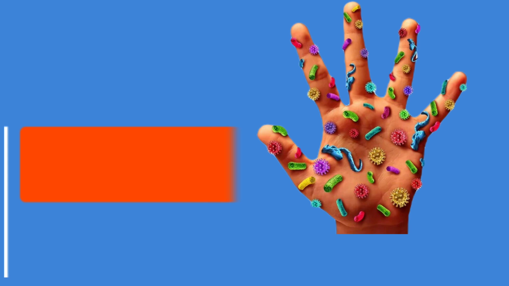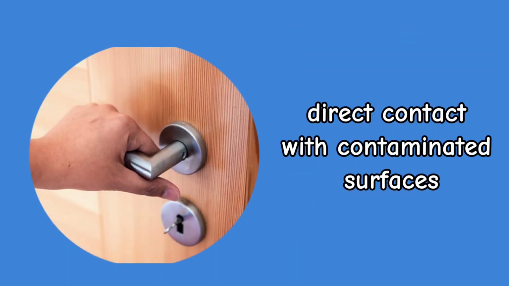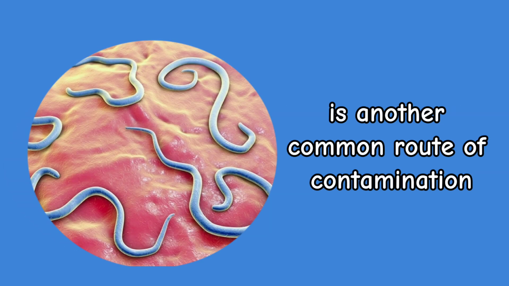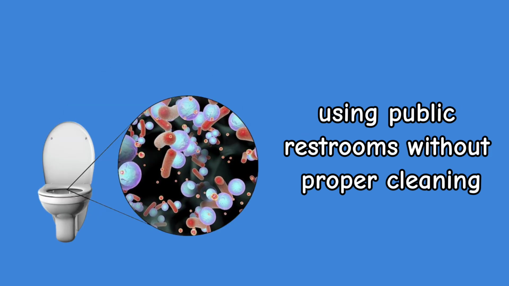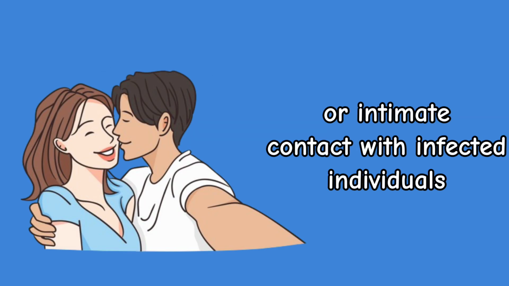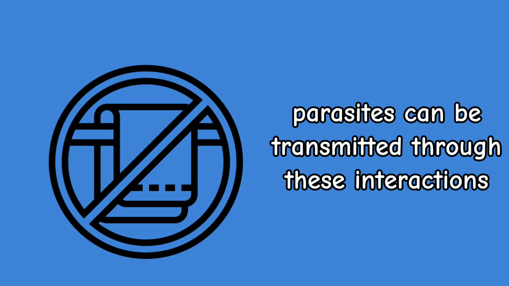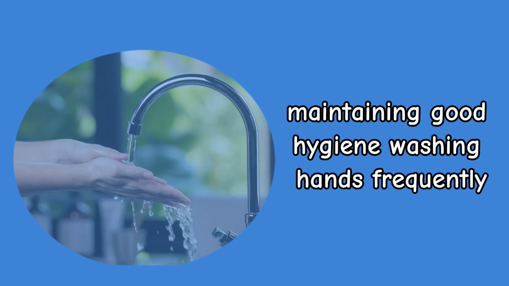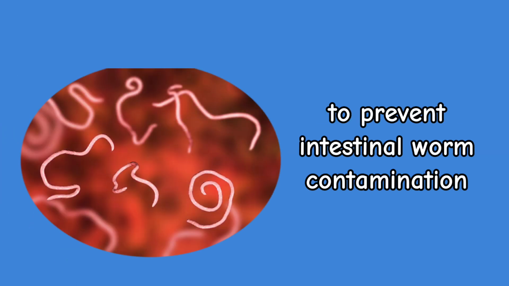2. Direct contact with contaminated surfaces or infected people. Direct contact with contaminated surfaces or people already infected with intestinal worms is another common route of contamination. This can happen through sharing personal items, using public restrooms without proper cleaning, or intimate contact with infected individuals. Parasites can be transmitted through these interactions, especially if there isn't proper handwashing and personal hygiene practices. Maintaining good hygiene, washing hands frequently, and avoiding sharing personal items are essential measures to prevent intestinal worm contamination.